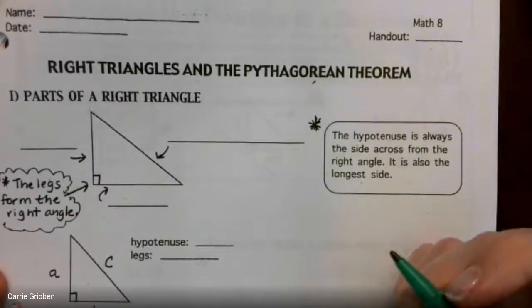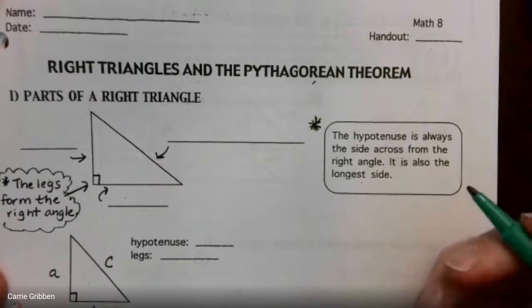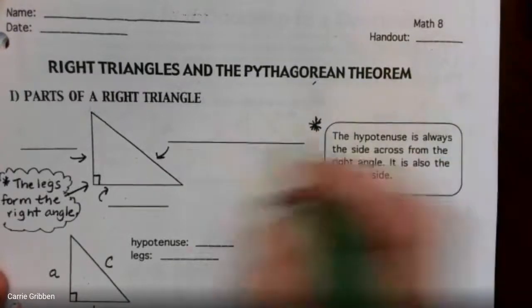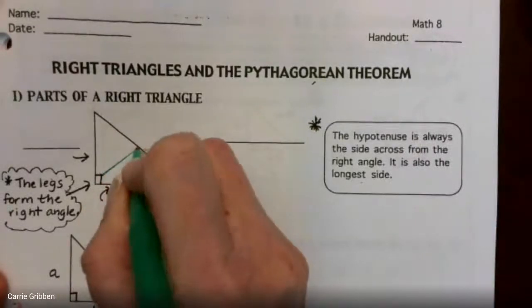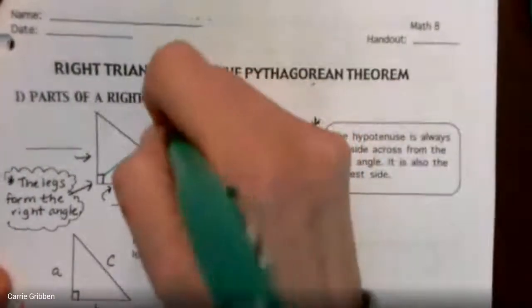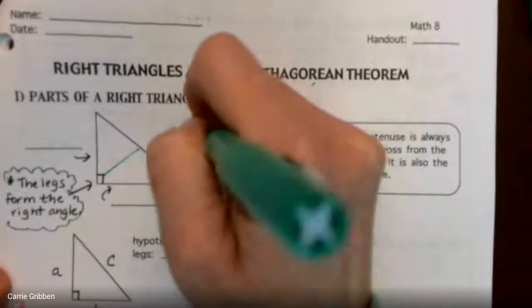Okay, first of all, you've got to know the parts of a right triangle. The Pythagorean theorem is for a right triangle. So the first part you want to know is, obviously, it has a right angle. Directly across from that is always known as the hypotenuse.